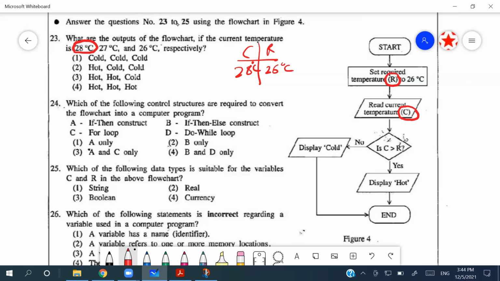If it is yes, display hot. So C is larger than R definitely, so it displays hot. So the people who are showing cold at the very early, it is going to go, right? We are not going to consider that. So second, third, and fourth can be considered as a correct one. Then 27 is given as the next one. If 27 is given, R will be 26 always, but C here it's going to be 27. So if still C is larger than R, yes, it is showing hot. So it is hot and hot again. So the second one is going to be cancelled.